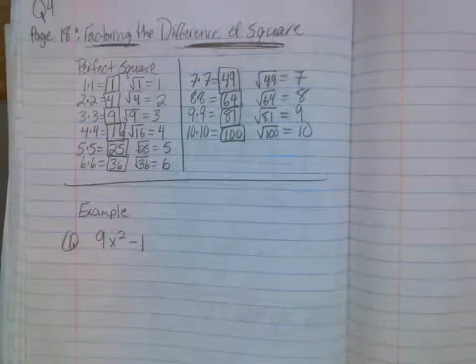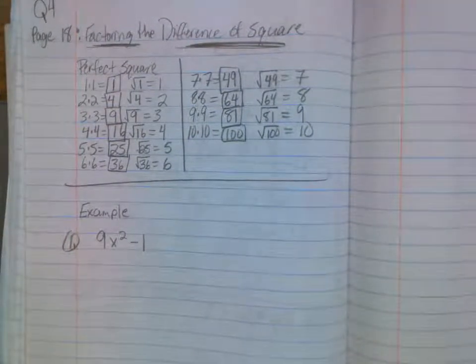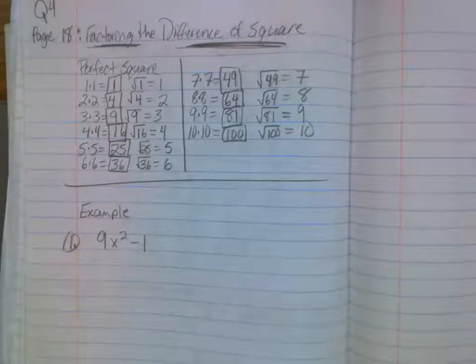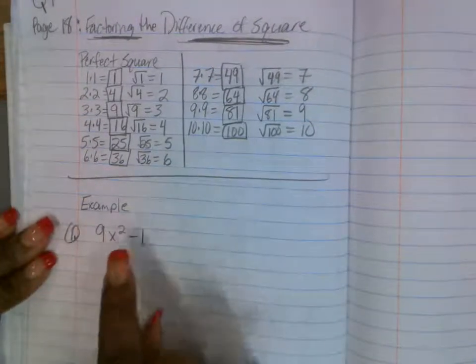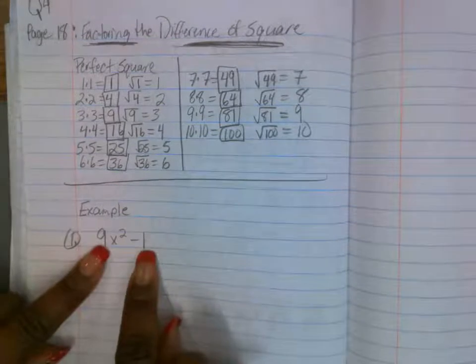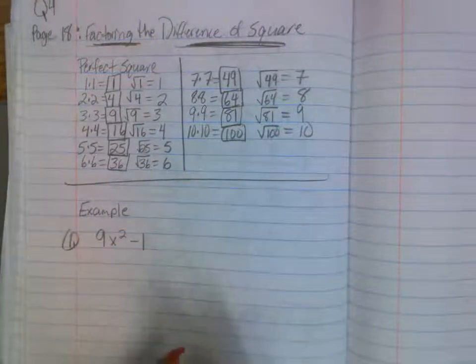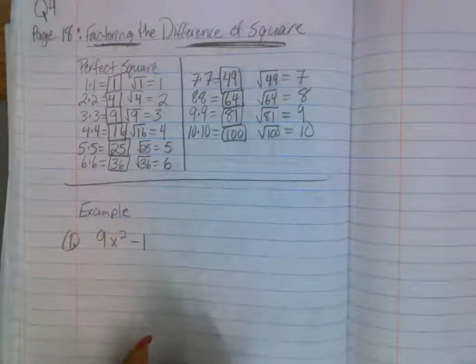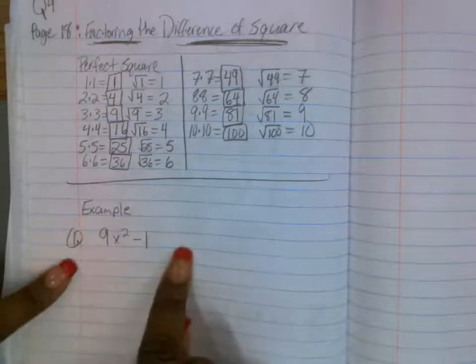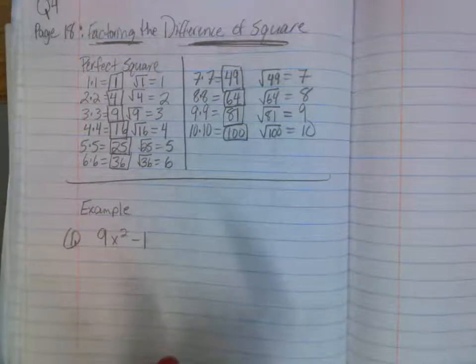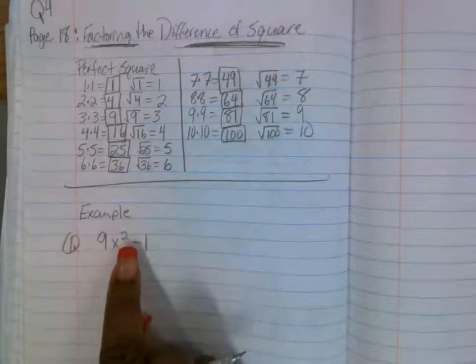As always, the very first thing you're going to do is try to see if there is a GCF other than 1. There is no GCF other than 1 between these two terms, so we don't factor by using GCF. We don't factor by grouping because it's not 4 terms here. We're not factoring a trinomial because you don't see 3 terms here.